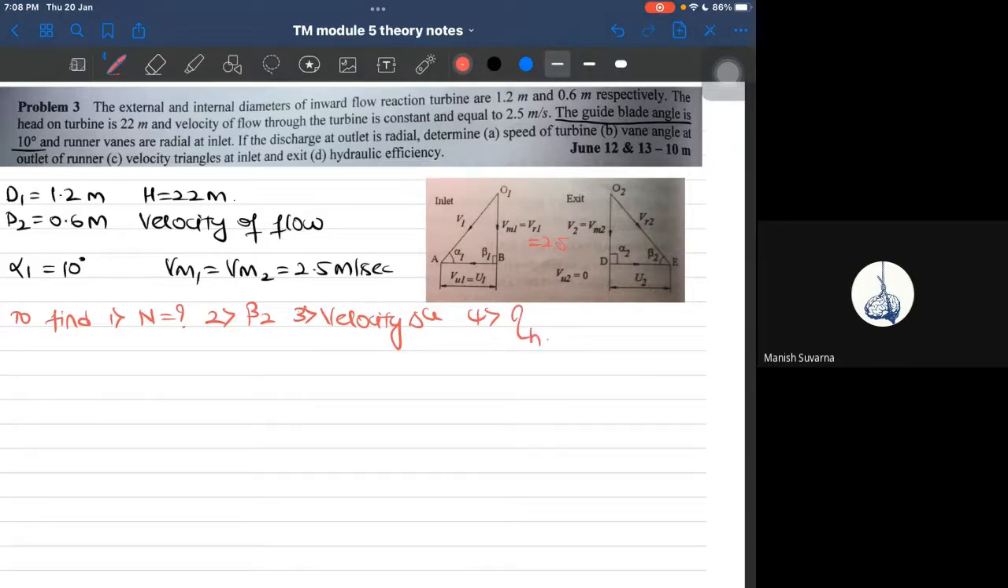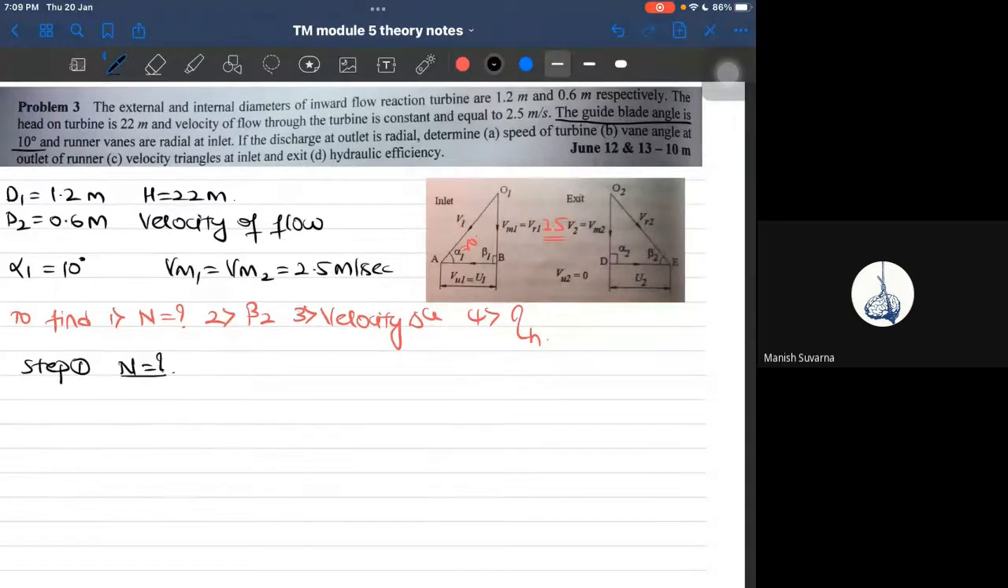So now we know all these values, I will just write once again. Vm1 is equal to Vm2. All these values are nothing but 2.5. So V1, Vr1, V2, Vm2, all these values are 2.5. Now alpha 1, I know it is 10 degrees. First, we shall try to calculate the value of the turbine speed. So any idea through which I can calculate the turbine speed? Step 1: N is being questioned.